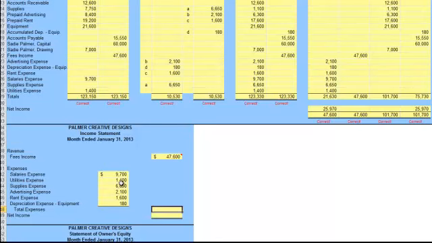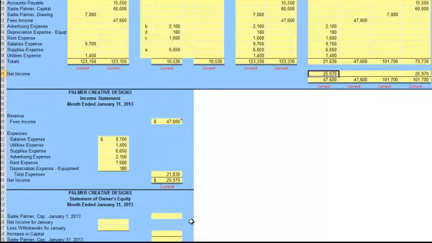I total up my expenses, and when I total those up, I get $21,630 in expenses. Put that right there. And then I just subtract my expenses from my revenue account, my fees income, and I get $25,970. Now what you'll see is that number should match up here on the worksheet with the net income amount that I got on my worksheet. So I'm good. And I'm ready for my next statement.